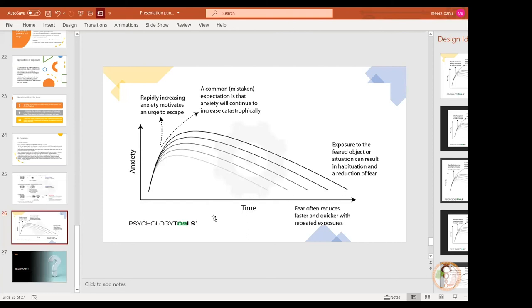So what happens? A common mistaken expectation is anxiety will continue to increase catastrophically, which is not true. Exposure to the fear object or situation can result in habituation and reduction in fear. And fear often reduces faster and quicker with repeated exposures. So repetition is important until the fear is gone. So then they are no longer having that fear.